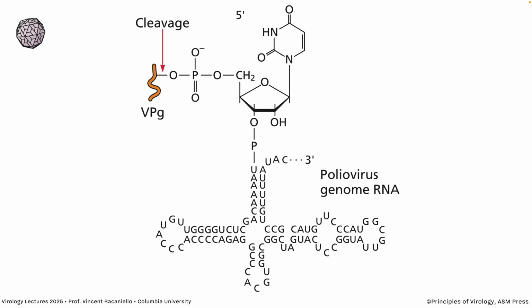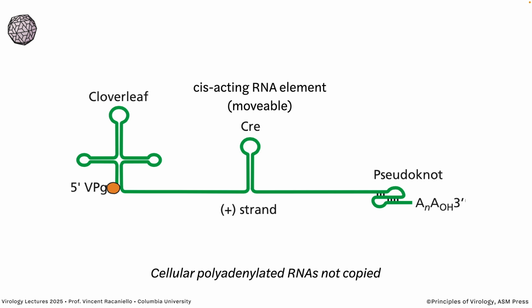This is the primer for RNA synthesis. So when the RNA is being made, a few bases are added to VPg, and then they're extended on the template. So that's the primer. Poliovirus RNA synthesis requires a primer.